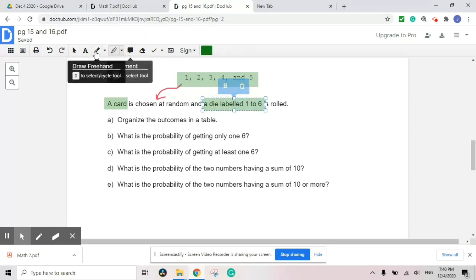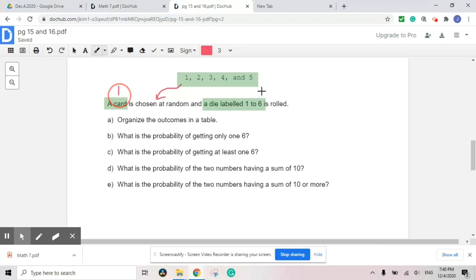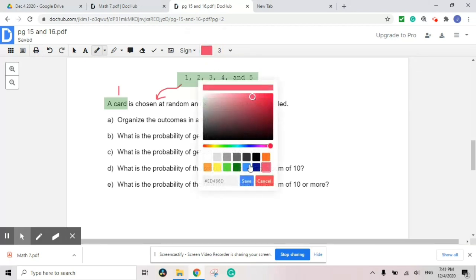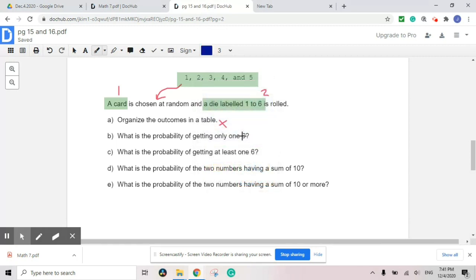So we have event number 1 and event number 2. I know that A is asking about the table. I'm not going to do A, because this is a part where you should imagine: is there any way that we can find out the probability of what we want without having a table? It is possible, and this is how I'm going to do it. We're going to use estimation and educated assumption here.